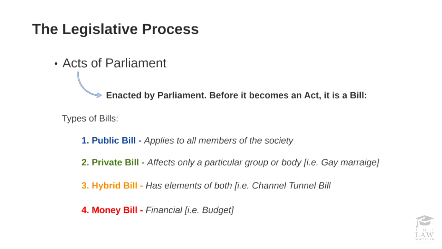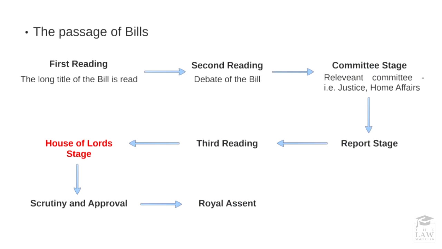or the budget. Now, the passage of a bill itself is quite interesting, and it involves the complete bicameral structure, which means the House of Commons as well as the House of Lords. Firstly, a bill has its day in Parliament at the first reading, where the long title of the bill is read. Once the second reading is done, there is a debate of the bill. From that point onwards, it progresses to the committee stage, where there is a relevant committee based on the bill in question, for instance, either Justice or Home Affairs, and it's scrutinized within this committee.